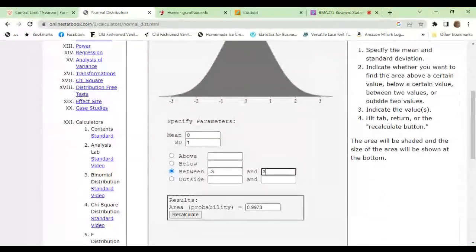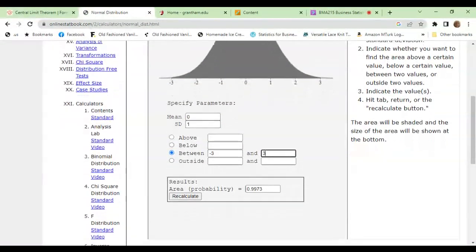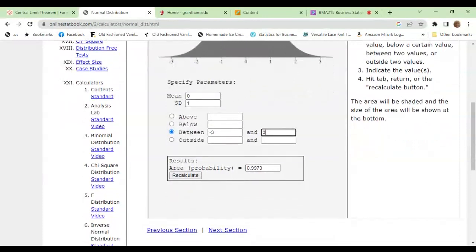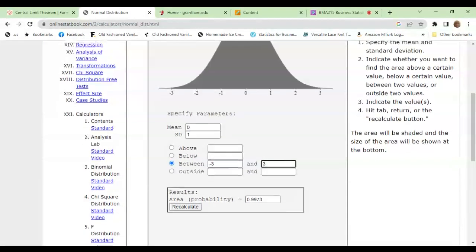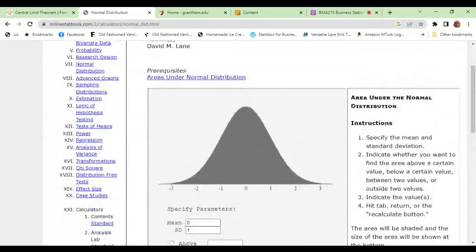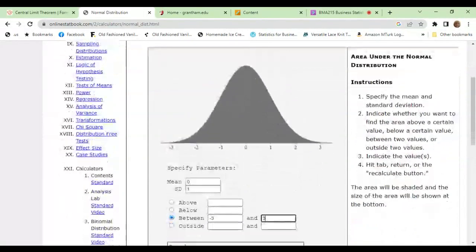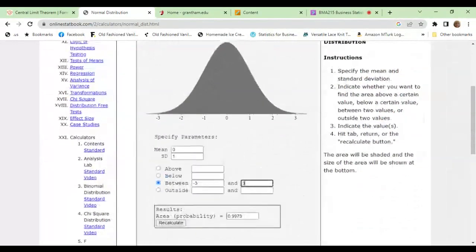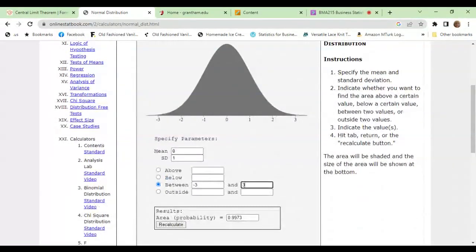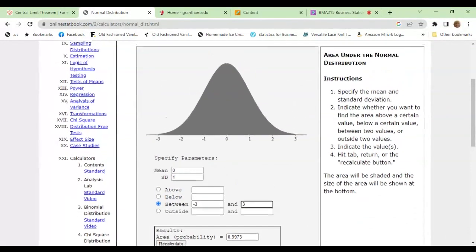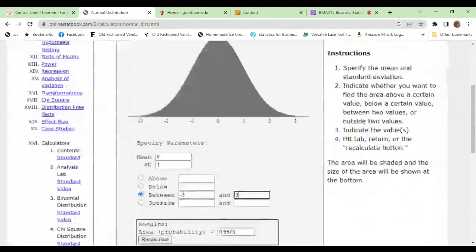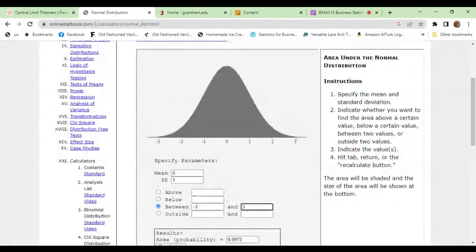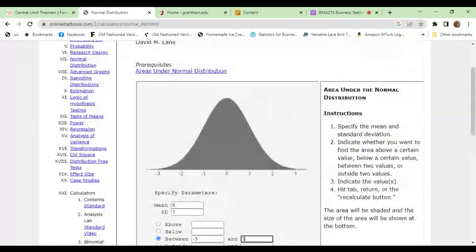Okay, that should be 99.7, or 0.997 is 99.7%. So what I did here is just illustrate the empirical rule and this calculator that I think is the easiest way to get our answers. And I think it's the best way actually, because it has the picture with it. So again, that's just an illustration of this calculator, and I'll come back to that.